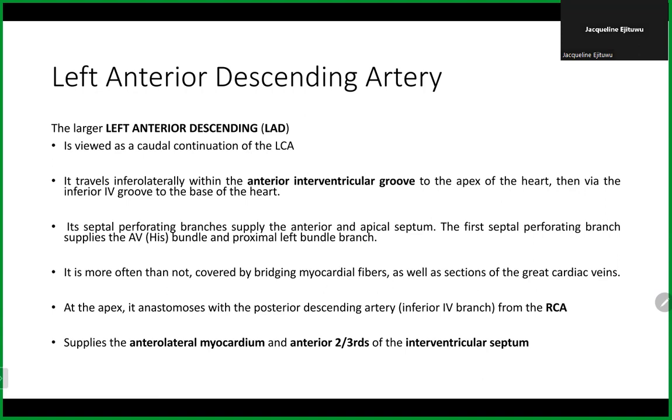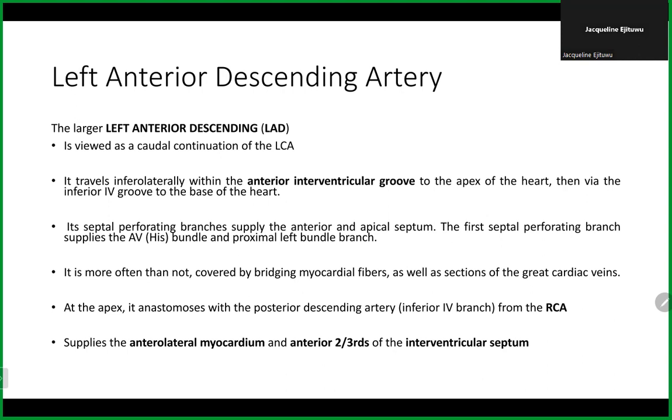It has septal perforating branches that supply the anterior and the apical septum. The first septal perforating branch usually supplies the atrioventricular bundle and then the proximal left bundle branch. It is more often than not covered by bridging myocardial fibers, as well as sections of the great cardiac vein. We'll see later that the left anterior descending artery and the great cardiac vein run along the same course.